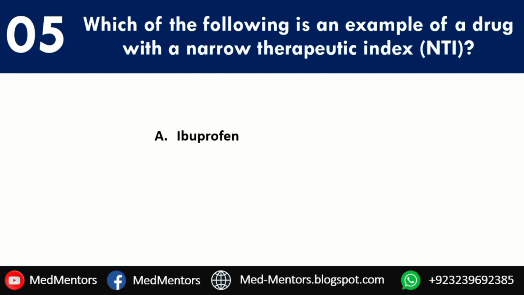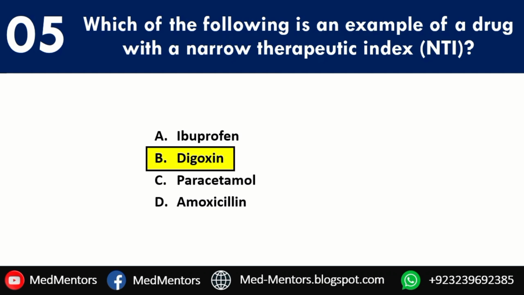Number 5. Which of the following is an example of a drug with a narrow therapeutic index? A. Ibuprofen. B. Digoxin. C. Paracetamol. And D. Amoxicillin. The correct option is digoxin.